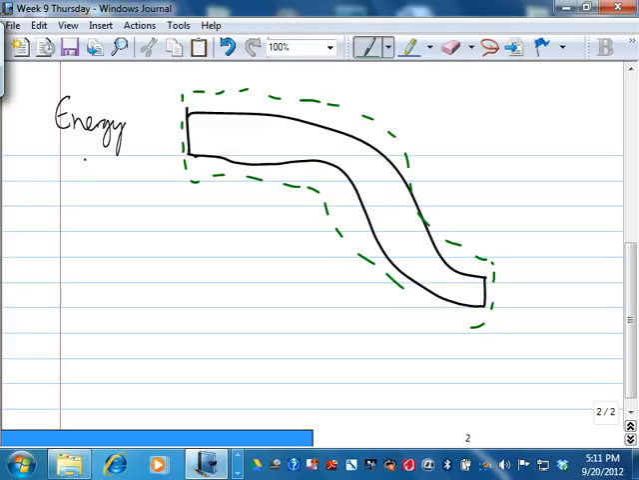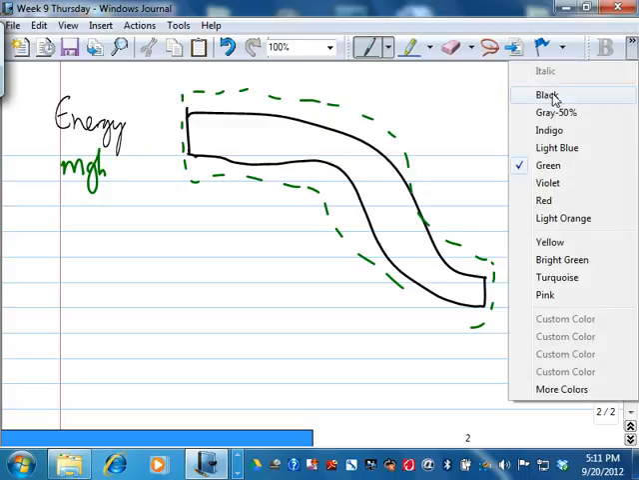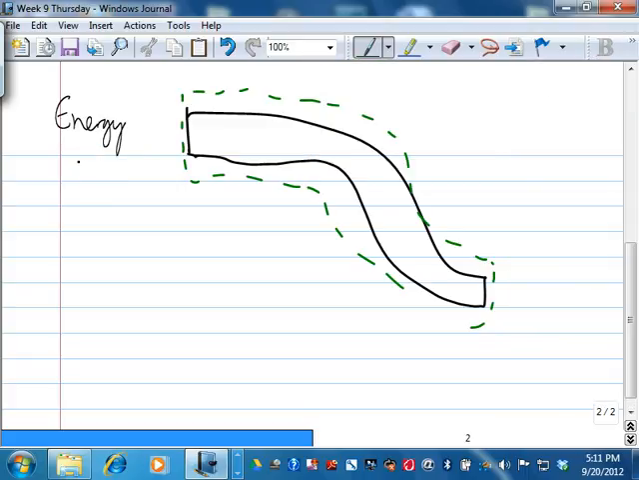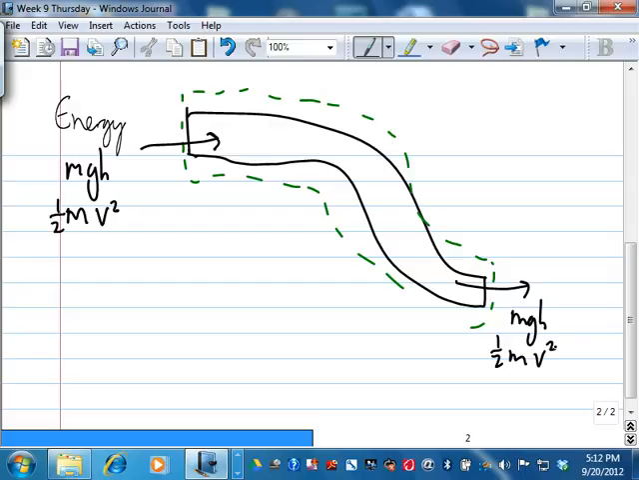You've got potential energy, mgh. You've got kinetic energy, half mv squared. So this part goes in, this part comes out. So also you've got mgh, you've got half mv squared.